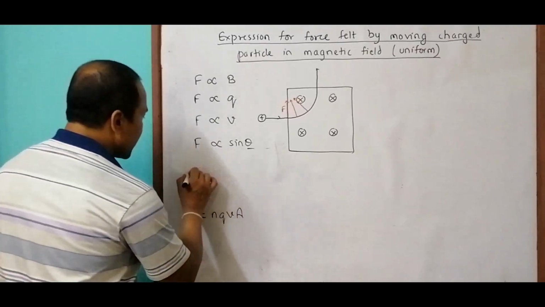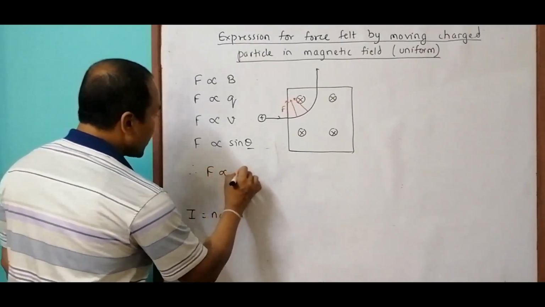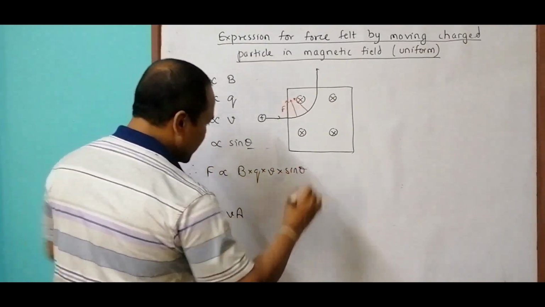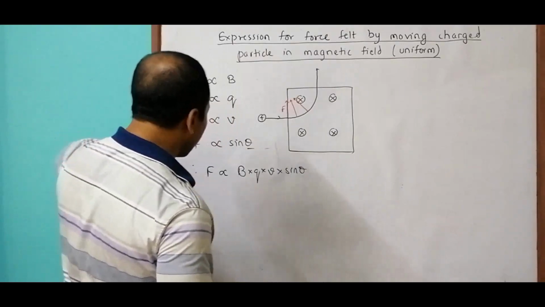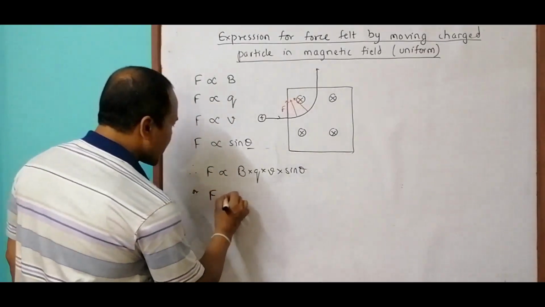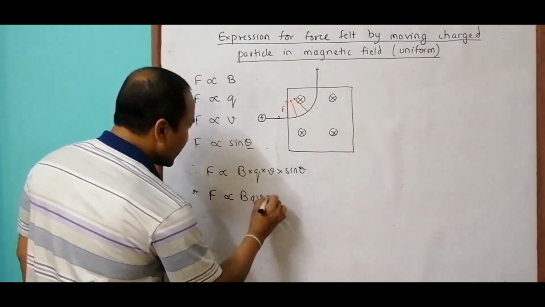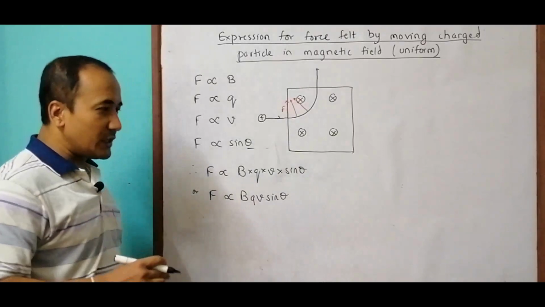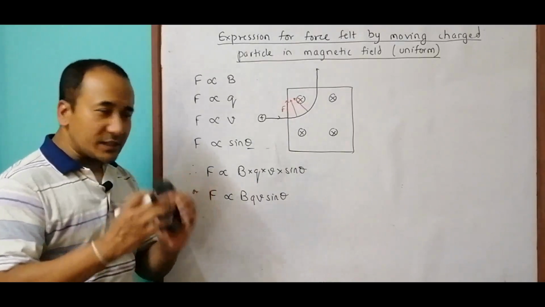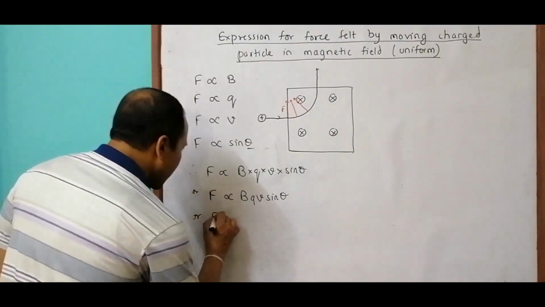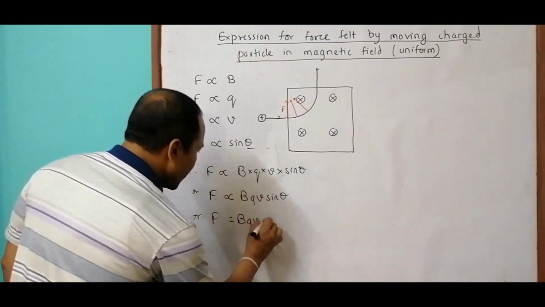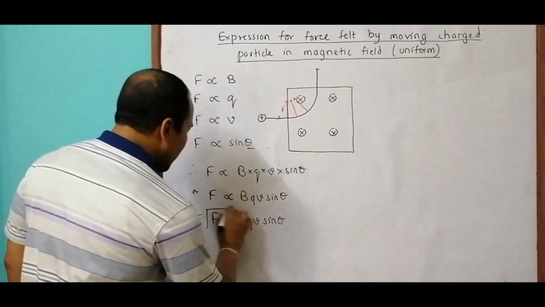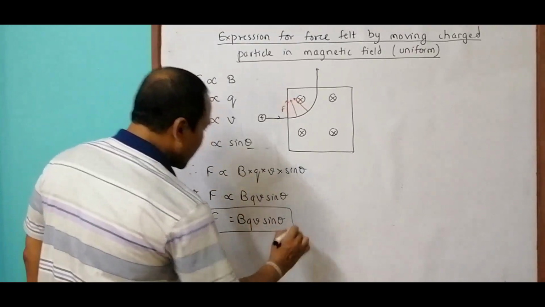When you combine all of these things, I will have F proportional to B into q into v into sine of theta. We have a constant here, but we manipulate the unit system in such a way that we ultimately obtain F equal to BqV sine of theta. This is the expression for the force, often called the Lorentz force for charged particles.